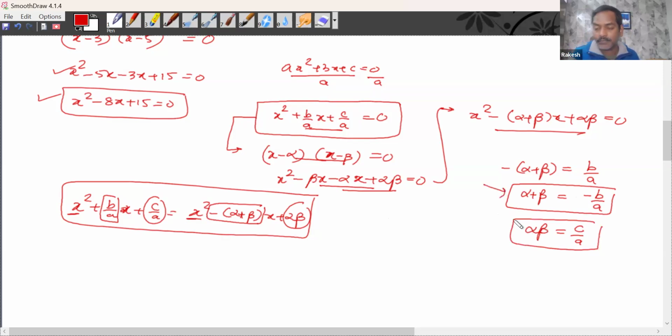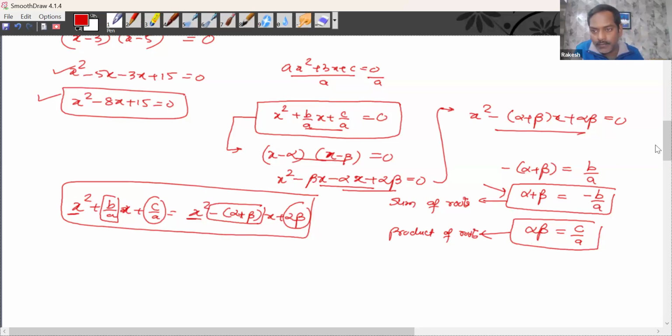This is very important. If a quadratic equation has two roots, this is called sum of roots. If the quadratic equation has two roots, alpha and beta, this is called product of roots. So the sum of roots and product of roots can be identified without actually calculating the roots.